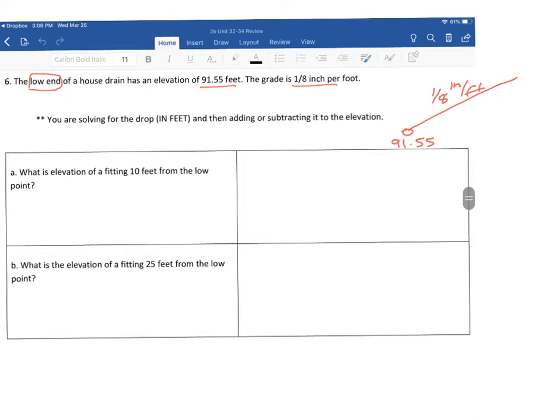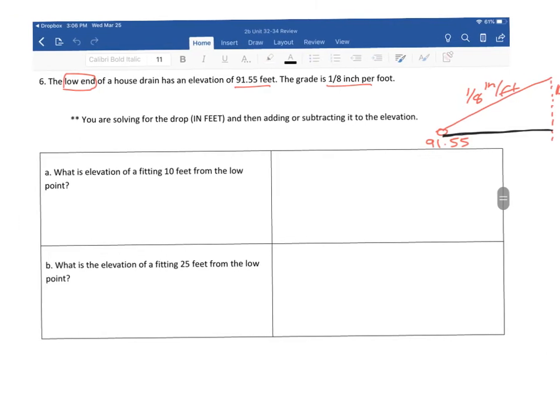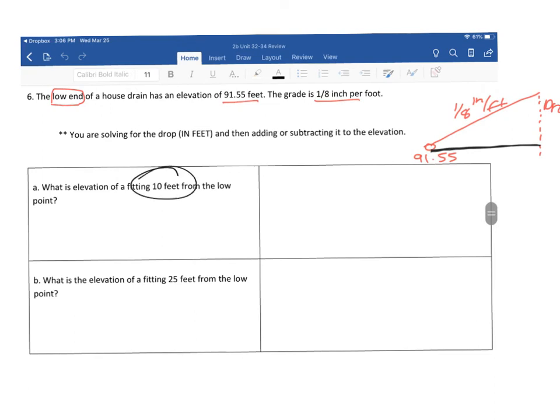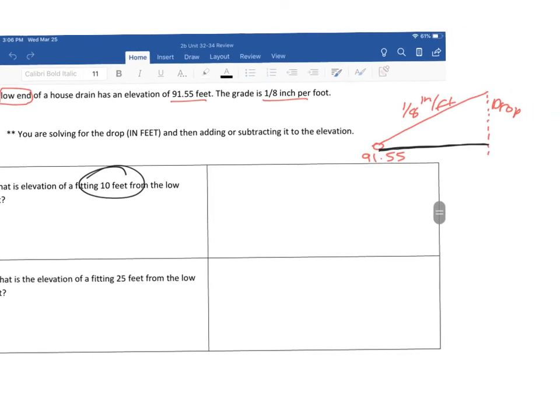And so we're trying to figure out this measurement, which is classified as our drop, and these measurements right here are given to us in the actual questions. So if you look, the question says, what is the elevation of a fitting that is 10 feet from the low point? So 10 feet is our run. So here's 10 feet. Alright, well, let's calculate our drop. Drop equals grade times run. So our grade is 1/8 inch per foot times our run, which is 10 feet.